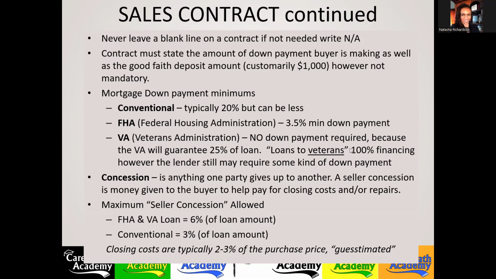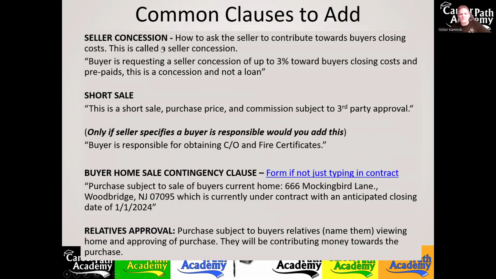Seriously. And then seller's concession. This is how to properly ask for one. These are some common clauses that we add to sales contracts. I just gave a couple examples here on this slide. If you're going to ask for a seller's concession, it's not uncommon to write it in like this: The buyer is requesting a seller's concession up to 3% towards the buyer's closing cost and prepaids. This is a concession and not a loan, so therefore it doesn't need to be paid back. It's an amount that the seller is conceding to the buyer.